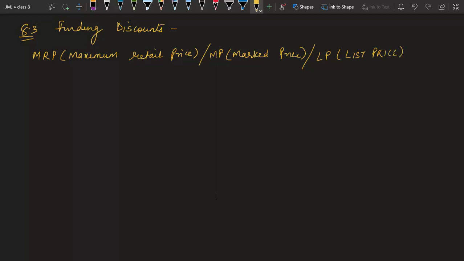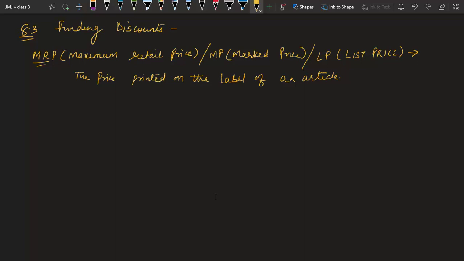So whenever a company manufactures a product, they give an MRP to the product, which is the maximum price that could be charged on that product. No shopkeeper can take more money than this MRP. Now you can define it as the price on the label of an article. So you can say it is the price printed on the label of an article.